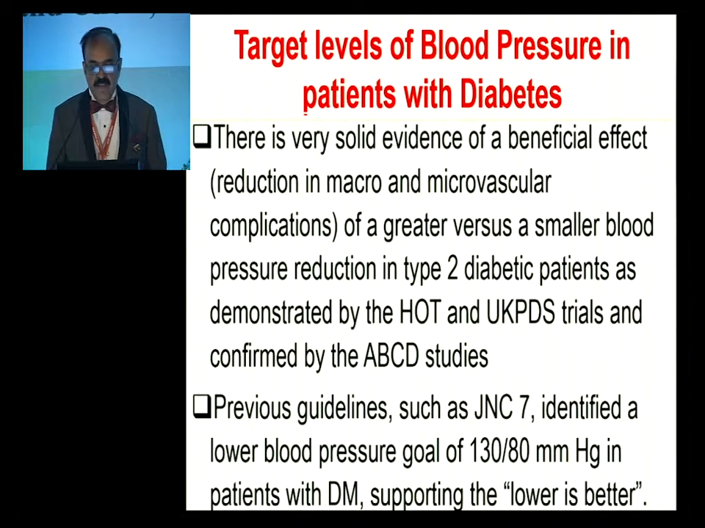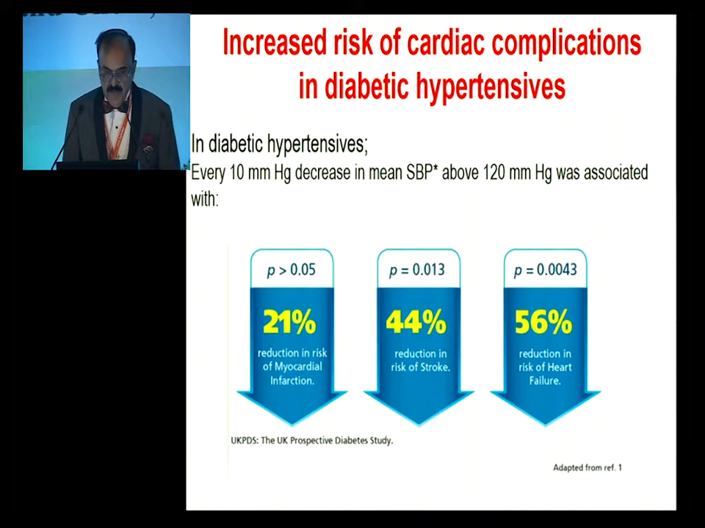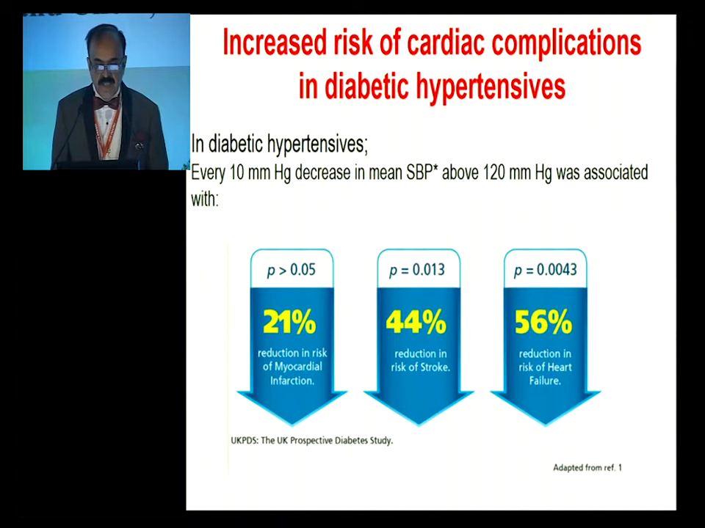There is very solid evidence of beneficial effect of reduction in macro and microvascular events, greater versus smaller blood pressure reduction in type 2, as demonstrated by HOT trial, UKPDS trial, confirmed by ABCD trial. Previous guidelines such as JNC 7 identify a lower blood pressure goal of 130/80 in patients with diabetes, supporting that lower is better. And this is the increased risk of cardiovascular complications. If the patient has a 10 millimeter decrease, there is a definite reduction of myocardial infarction, 21%, 44% reduction in stroke, and 56% reduction in heart failure.